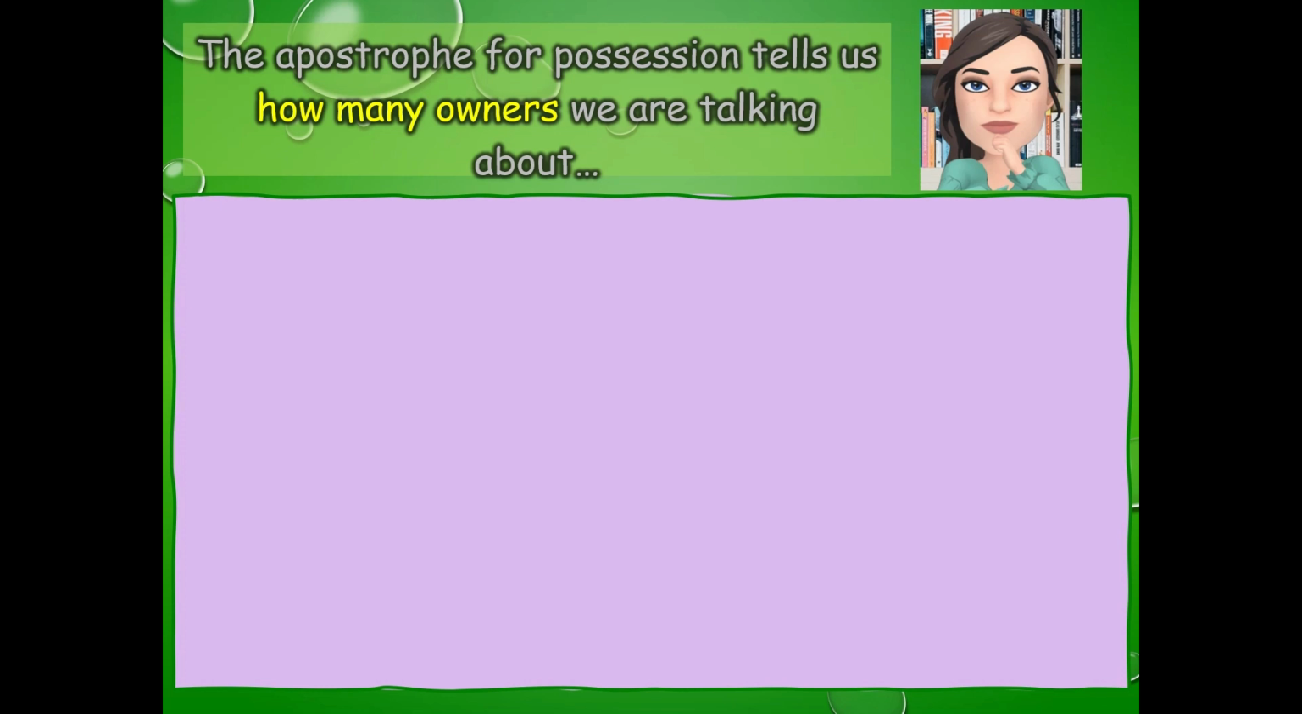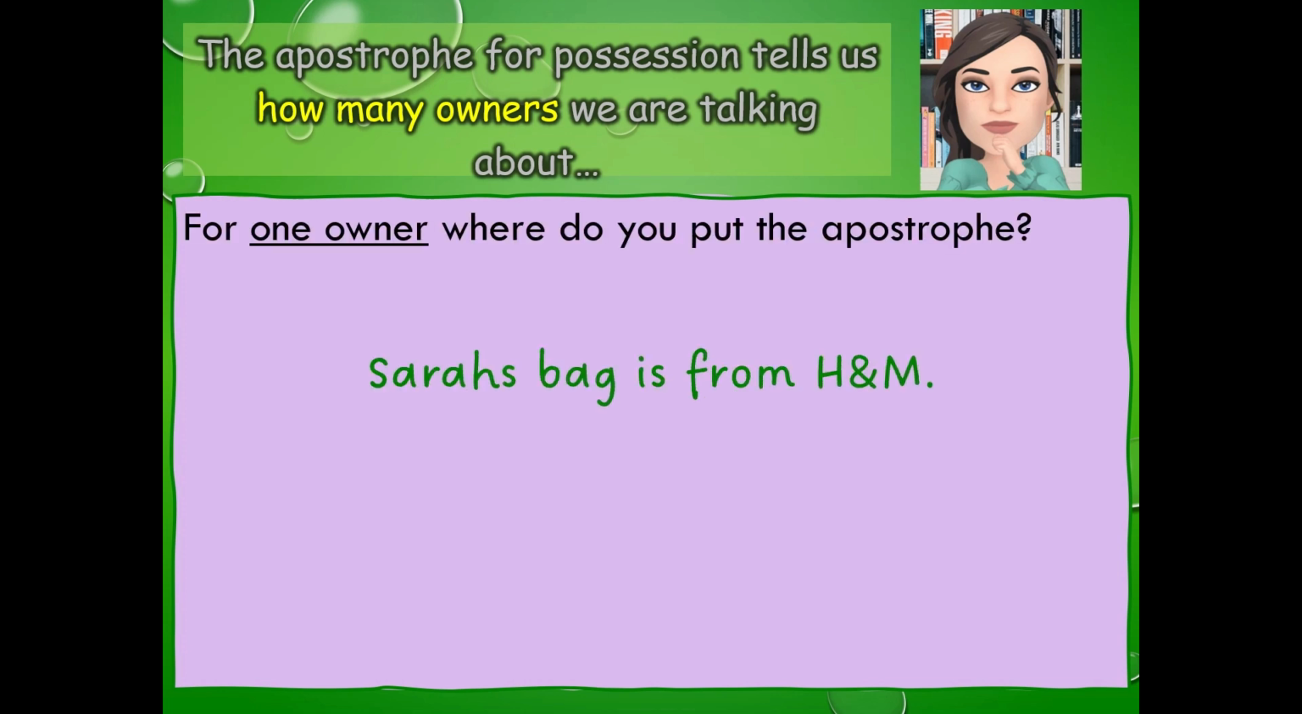There's a second part to the apostrophe for possession rule, and that is that it tells us how many owners we are talking about. And this tends to be one of the rules we forget when it comes to apostrophe usage. So, if we have one owner, Sarah's bag is from H&M, Sarah is only one person and she owns the bag, where does the apostrophe go? Well, the apostrophe goes before the S.